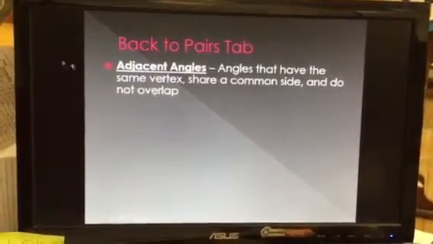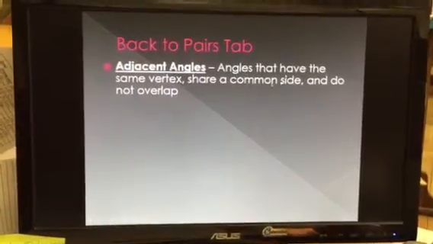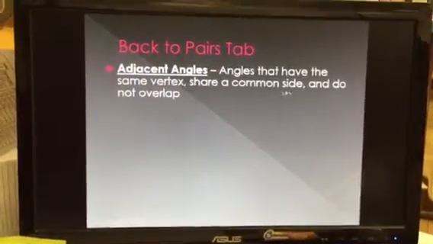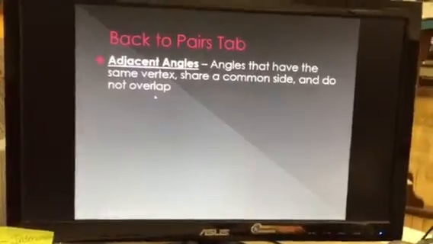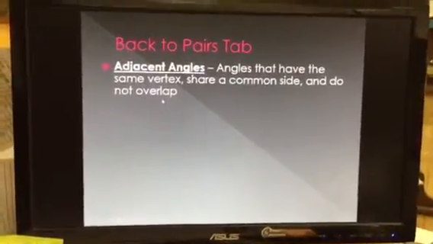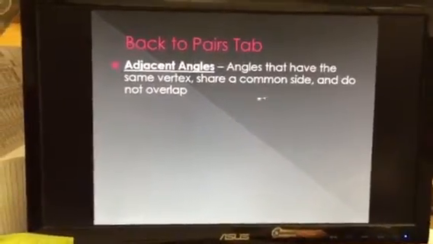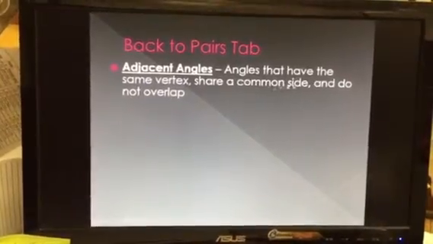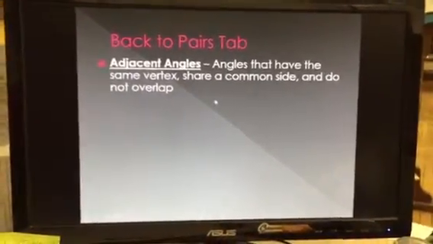All right, so back to the pairs tab. We need to fill in this information. Adjacent angles, angles that have the same vertex, share a common side, and do not overlap. So they share a common ray, they share a vertex, that's a common side, common ray, and they don't overlap each other.